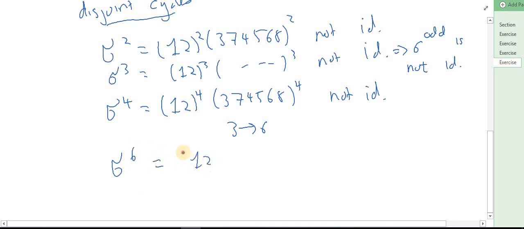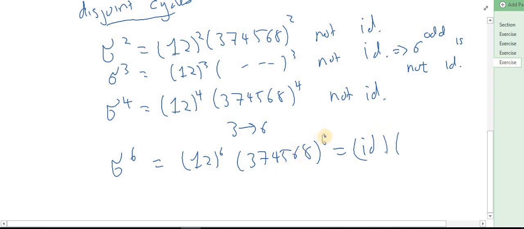Sigma to the 6th is (1 2) to the 6th, and then we have (3 7 4 5 6 8) to the 6th power. Now we're getting somewhere. This (1 2) to the 6th is identity. Now what about this other one? Well, I have to apply the permutation 6 times. So if I start with 3, 3 goes 1, 2, 3, 4, 5, back to 3. Very good. How about 4? 4 goes 1, 2, 3, 4, 5, 6. Now this is a 6-cycle, so the order in fact is 6. So this is both identity, so that's equal to the identity. So that means that the order of sigma is equal to 6.